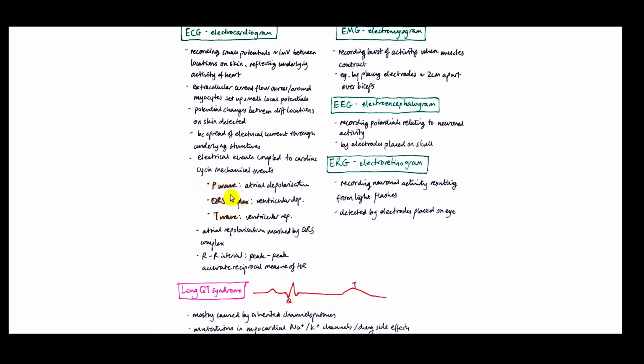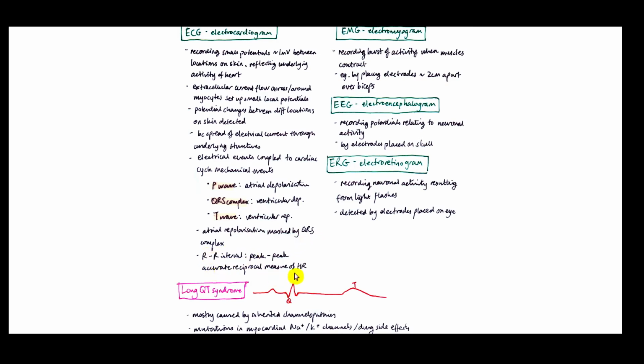So the P wave, the first wave, we just use this example, represents atrial depolarization. The electrical activity is spreading through the atria and causing them to contract. But remember that the electrocardiogram does not represent contraction or any mechanical forces, it's electrical activity purely. The QRS complex represents ventricular depolarization, and the T wave represents ventricular repolarization. Atrial repolarization is masked by the QRS complex.